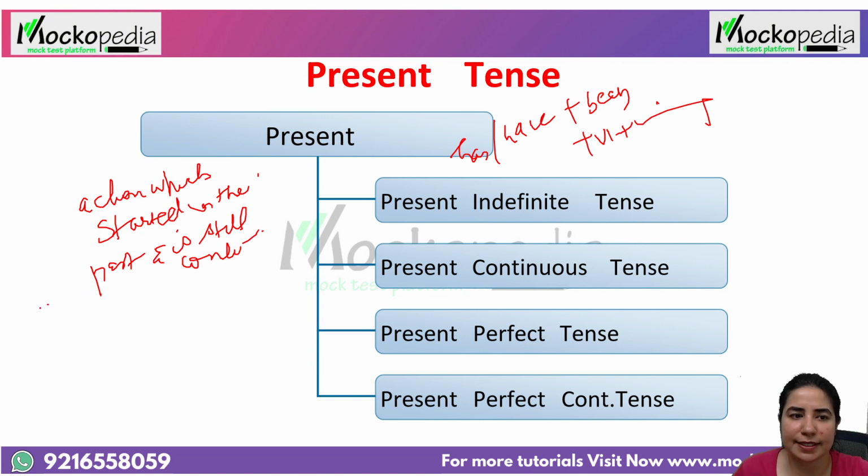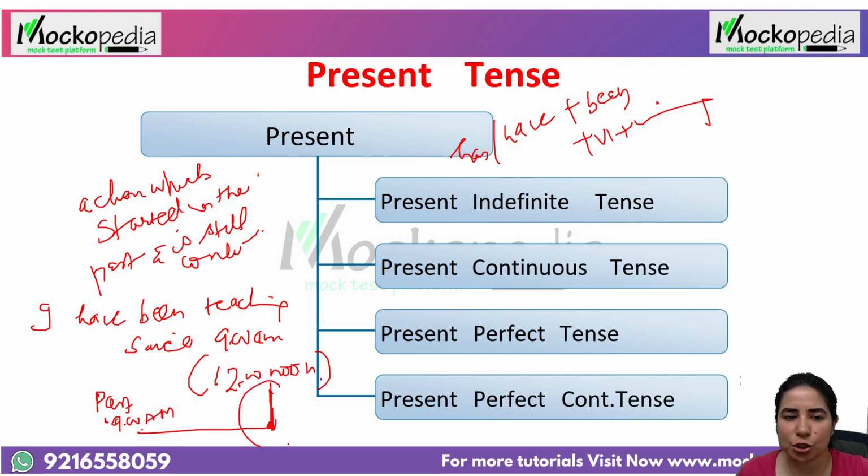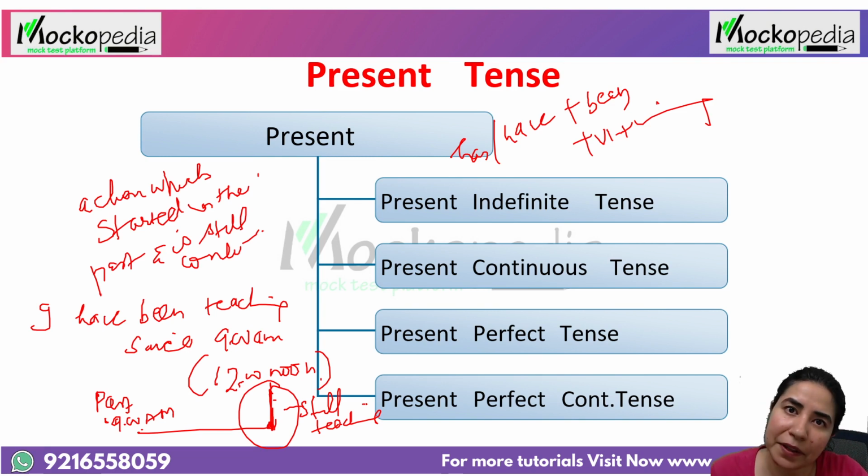So if I give you this example, I have been teaching since 9 a.m. And just imagine at this point of time, the time is 12 noon. So what has happened is that this is past, the action started. So this is 9 a.m., the action, and at this point of time, time is 12 noon, and I'm still teaching. Right? You can make this diagram to bring you better clarity when you revise. So action that began in the past and is still continuing when I'm talking to you, right? So this is how we use present perfect continuous.